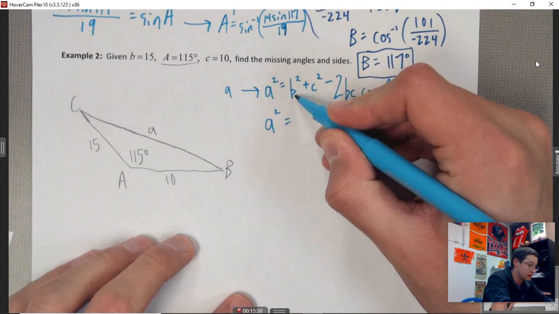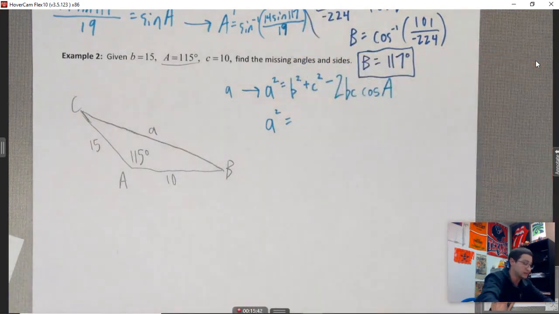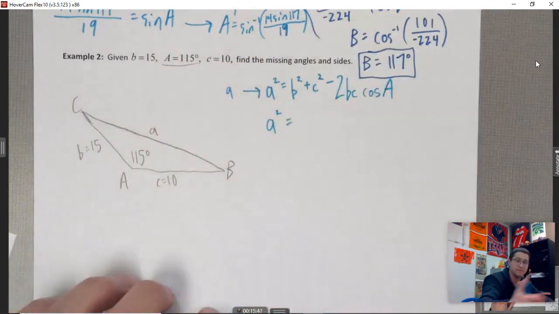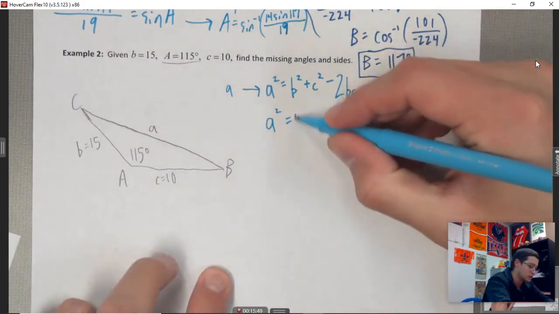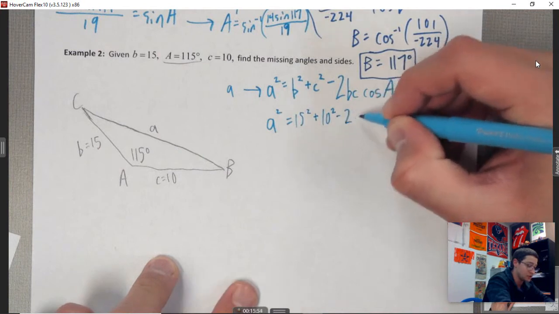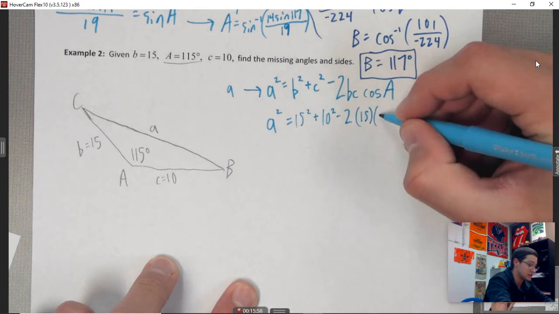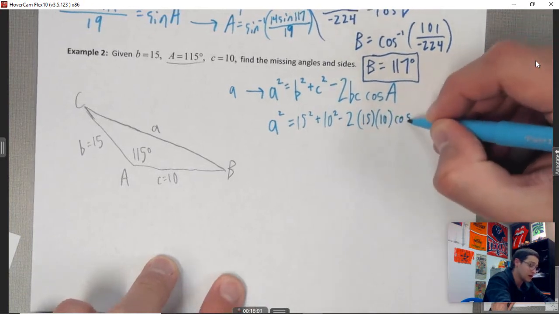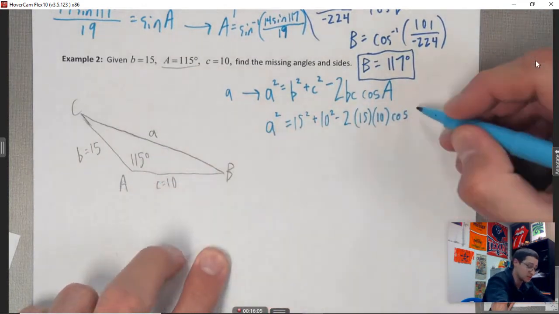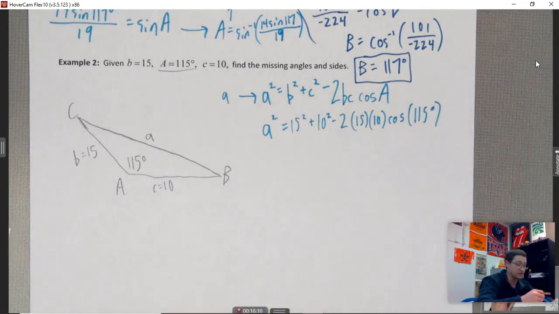We do know little b. It might help to label things just in case. So this is my B. This is my C, so it doesn't get confusing. We've got 15 squared plus 10 squared, minus 2 times B times C. So that's times B times C, that's 10 here. And then we've got cosine. This one's a little bit different. We actually know what big A is on this one. So cosine of 115. So we can actually fill that in.